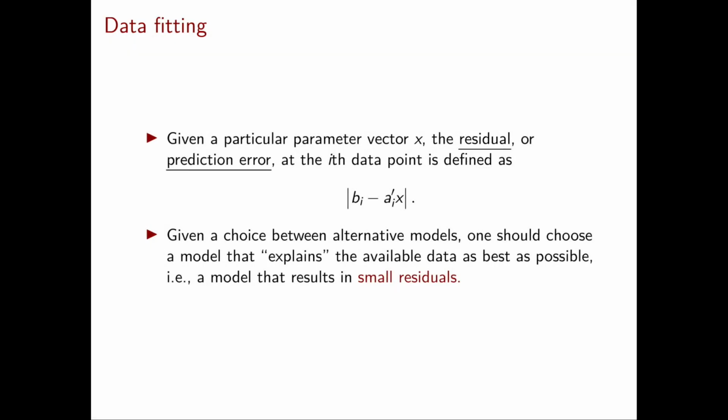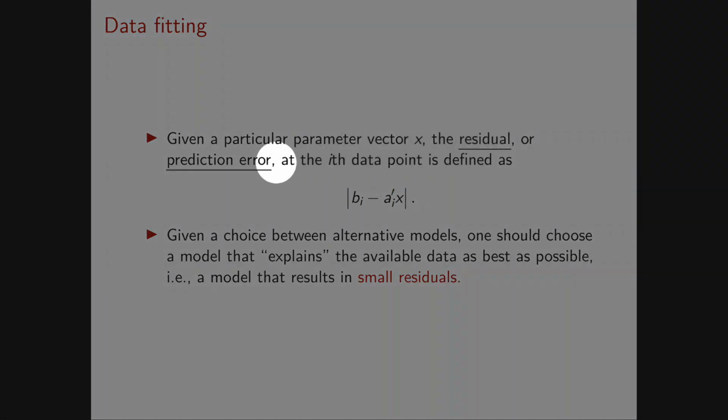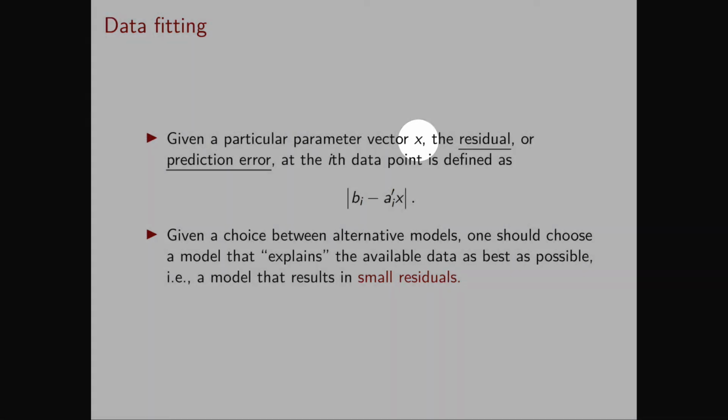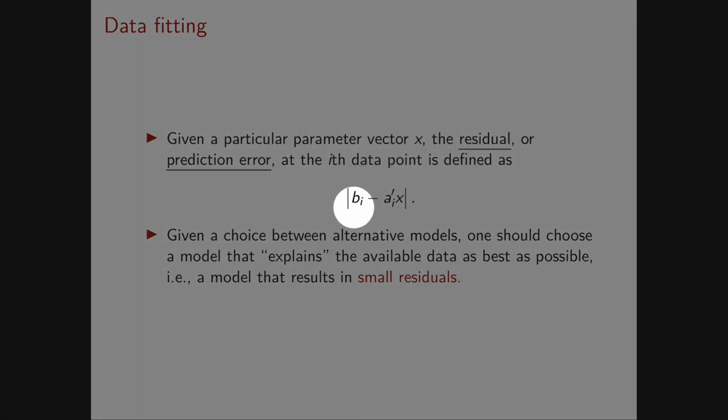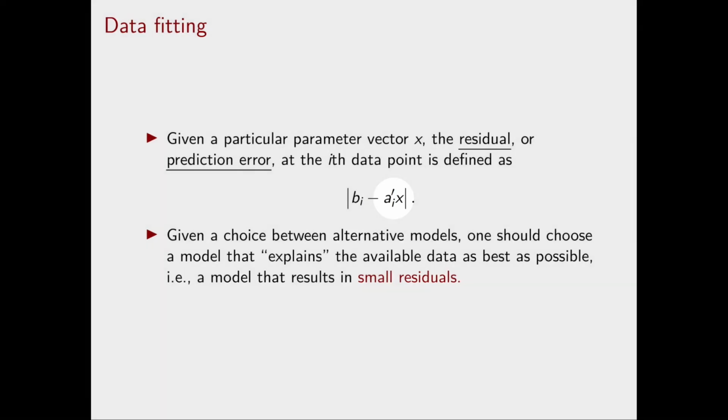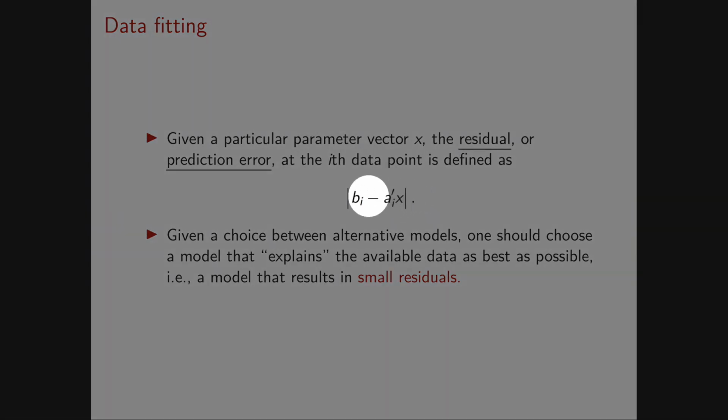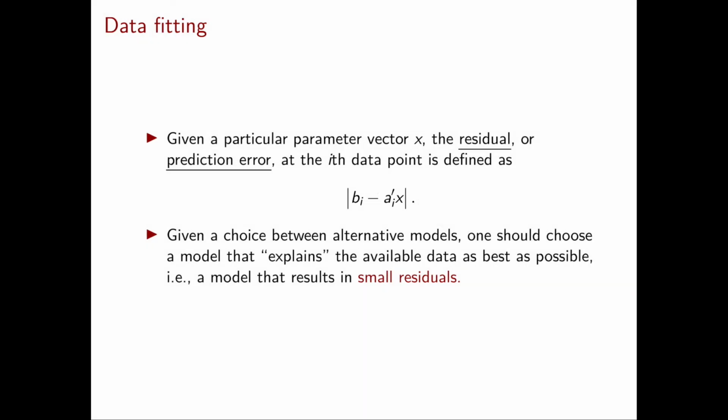A fundamental quantity is then the residual, or prediction error, of the parameter vector x. And this measures, for every data point, how well our vector x predicts bi given ai. So this can be written as the distance from ai transpose x to bi, which can be written as the absolute value of bi minus ai transpose x. Clearly, we are searching for an x that minimizes this prediction error.